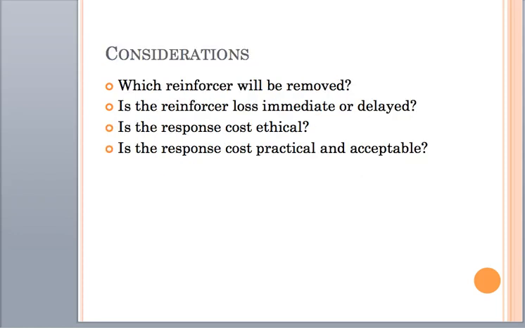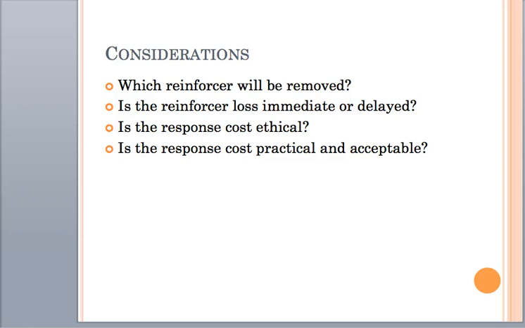Okay, so the considerations for response costs that you need to think about are: what reinforcer will be removed? What are you going to take away? What valued item will you take away when the misbehavior occurs? And is the loss of the reinforcer immediate, or are you going to have to delay it? That's also going to be important. Remember, delayed consequences tend to lose their power. Is the response cost ethical? Is it ethical for you to take that particular item away from them?